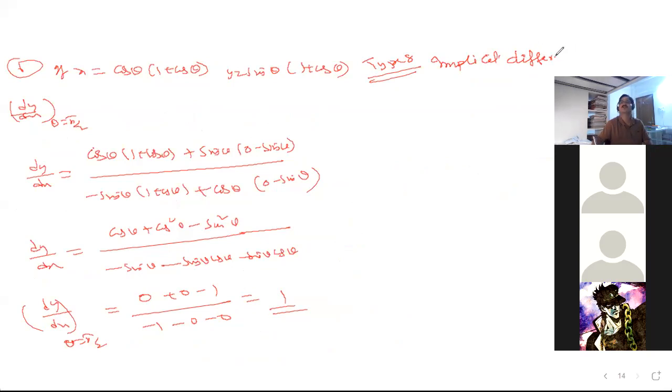Implicit differentiation. Okay. Implicit differentiation. What is meant by implicit differentiation? Sir, you have dy by dx equals minus dou f by dou y divided by dou f by dou x. Can we do it like this? Yeah, you can do it like this.